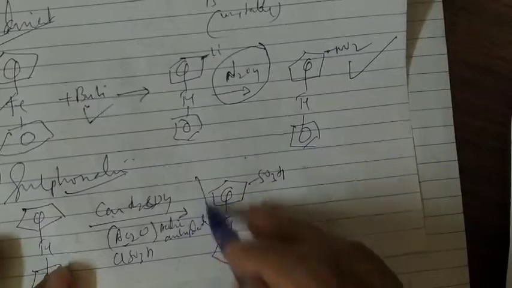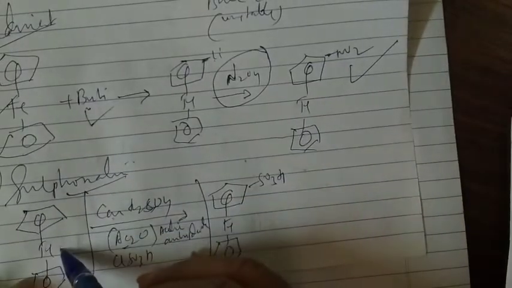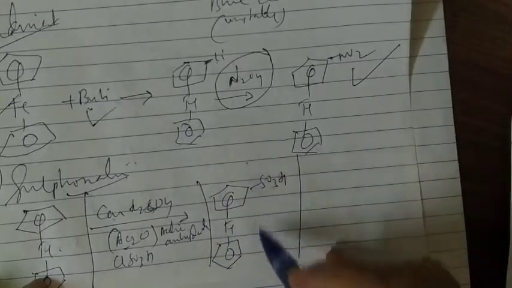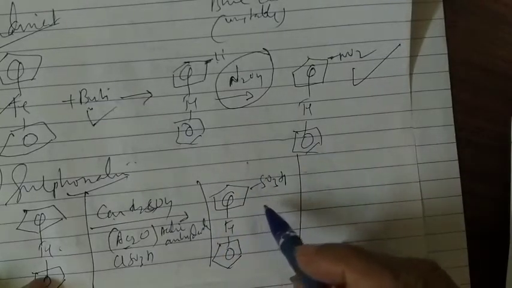So if you take this intermediate and treat ferrocene with it, you are going to get this sulfonated ferrocene. This type of sulfonation can be shown by ferrocene, which is also a very characteristic reaction of benzene. So this type of reaction is also shown by ferrocene. That's why it's also called aromatic in nature, like benzene.